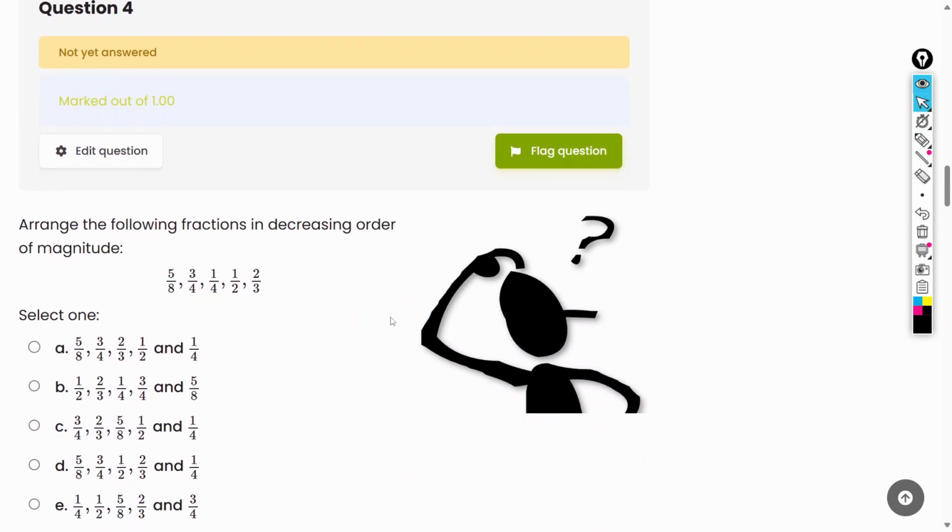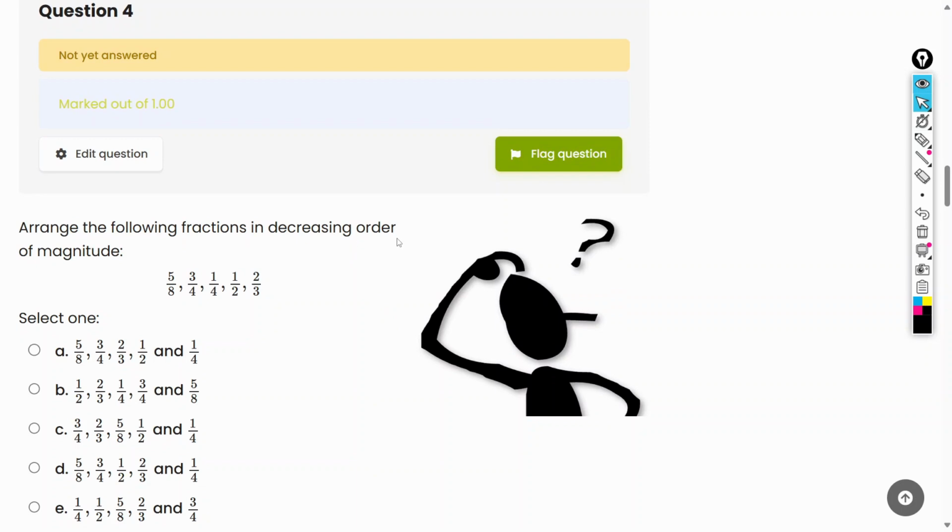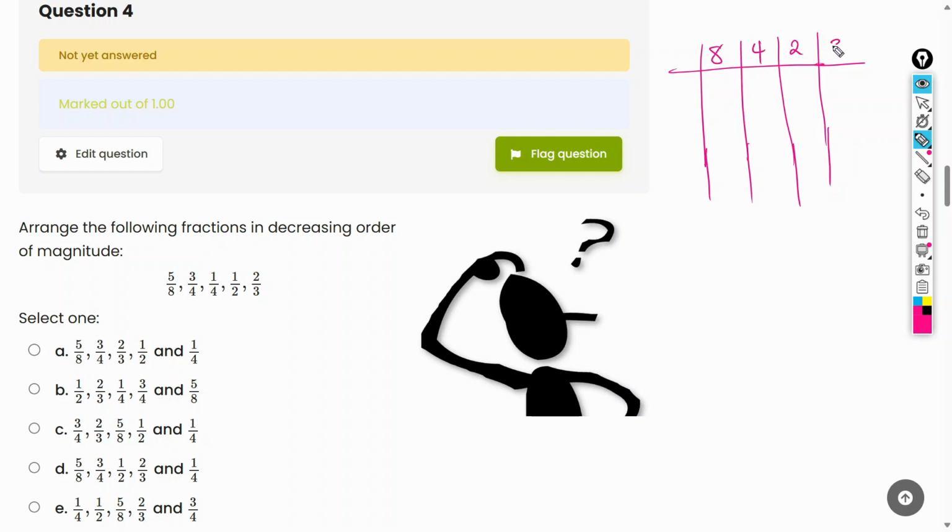Arrange the following fractions in decreasing order of magnitude. So when you are trying to order fractions or compare them, you should first start by finding your LCM. So we are looking for the LCM of 8, 4, 2, and 3. LCM of 8, 4, 2, and 3. 8, 4, 2, and 3.